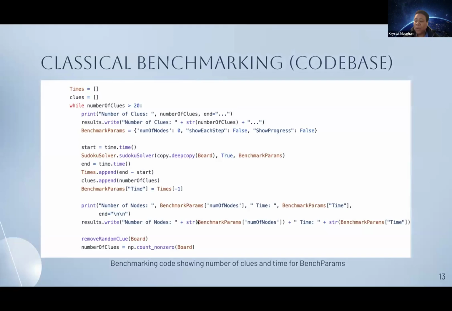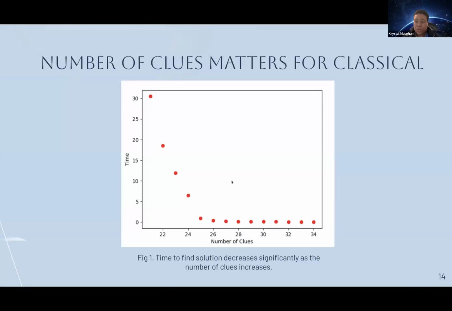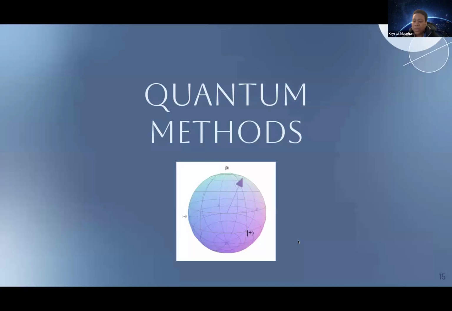And then we benchmark the code using a number of tools. So Vansh was able to show that actually the number of hints here matters. You can see some of the benchmarking code here. What we see is that the time to find a solution decreases significantly as the number of clues increases. So onto the quantum methods.